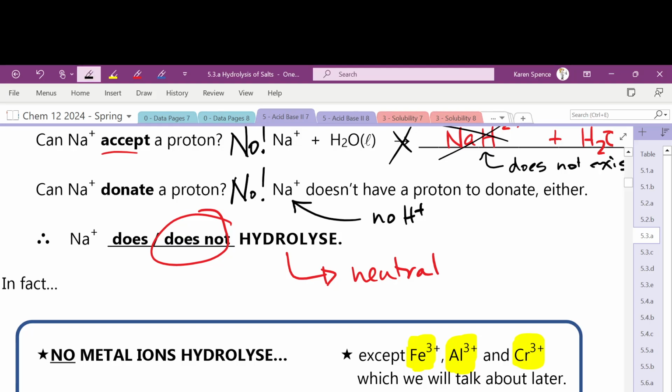And you will learn that I refer to those 3 as the "feel creepy." That helps you remember the Fe, Al, and Cr. I don't know, if you can think of another one that makes you remember it better, you can do that. But basically, if you have a metal ion, no hydrolysis, unless it's one of those 3, which we will talk more about later and how they work.